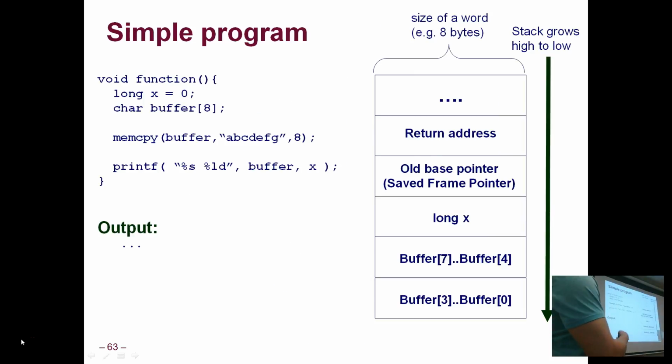Here's another function. You have this variable x, and a buffer that's 8 characters long. You do a memcpy into this buffer. You say, I want these bytes, A, B, C, D, E, F, G, and I only want you to copy 8 bytes. So this will actually copy 7 characters plus a null into that buffer. Then you do a printf of the string, which is the pointer to the buffer, and the decimal x, which is this long decimal. Now, what output should this give you?